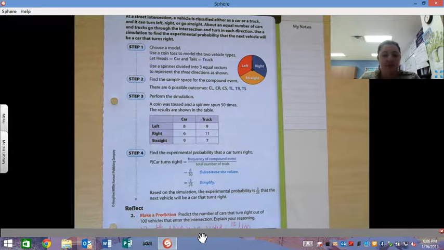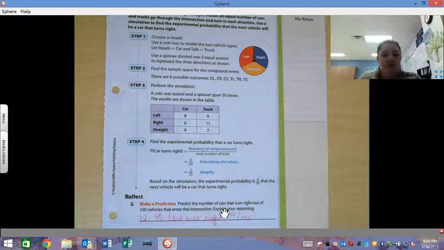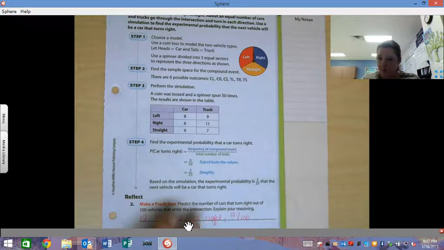Reflection number 2. Make a prediction. Predict the number of cars that turn right out of 100 vehicles that enter the intersection. I would set up a proportion here, guys. That's why we learned them. So I'm thinking that it will be 12. If 6 out of 50 turn right, then if I multiply the bottom by 2, because they want to know out of 100, I multiply the top by 2. 6 times 2 is 12. There's your answer. You're good to go.